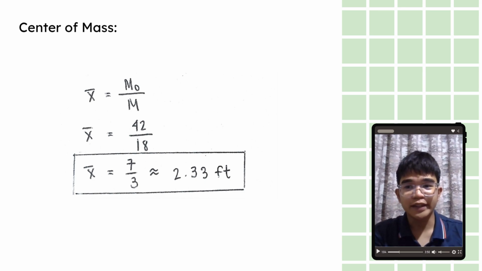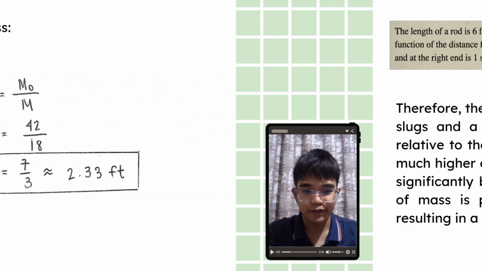Lastly, we calculate the center of mass. We have x bar equals the moment of mass of the rod divided by the mass of the rod. Since we already calculated the mass and the moment of the rod, we now have x bar equals 42 divided by 18. So the center of mass is 7 over 3, or approximately 2.33 feet.